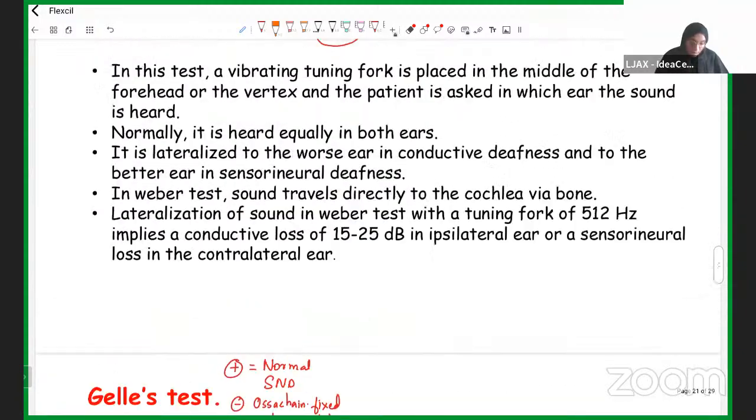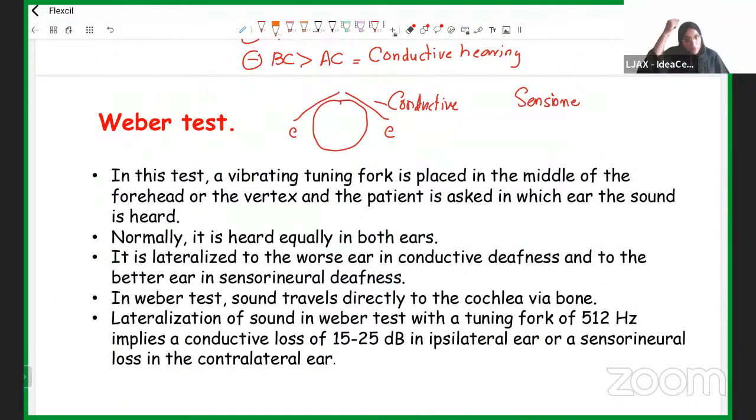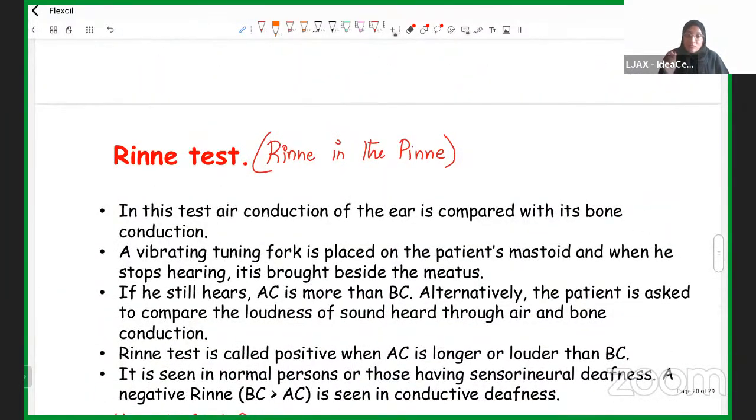All right. What is Weber's test? You vibrate the tuning fork, put it on the forehead or the parietal bone of the patient. Normally, it equalizes, right? If it lateralizes to the worse ear, the ear where the patient is complaining, it is conductive deafness. Or if it lateralizes to the better ear, it is sensorineural deafness. What is Rinne's test? Remember, Rinne and the penny. You vibrate the tuning fork, put it on the mastoid bone that's behind your pinna. Normally, air conduction is better than bone conduction. If bone conduction is better than air conduction, it means that the patient is having conductive deafness.